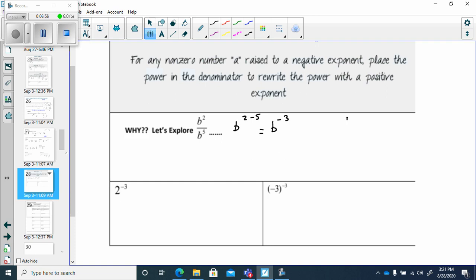Let's look at this another way. B squared is b times b. B to the fifth is b multiplied by itself 5 times. I can cancel these two b's, and I can cancel these two. That gives me 1 over b times b times b. That would give me 1 over b cubed, which is b to the negative third power.